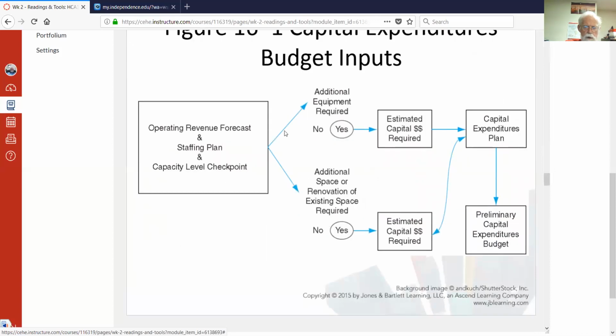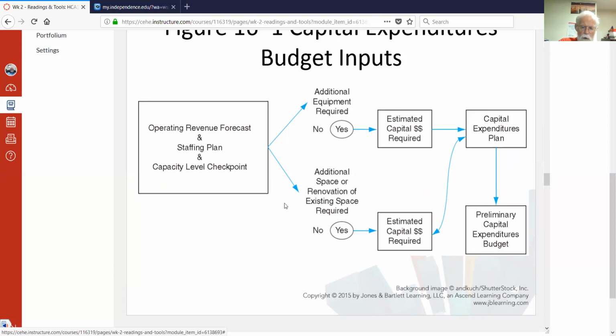Okay, so again, we're going to look at this. We look at our operating revenue forecast and our staffing plan and our capacity level checkpoint plan. And we ask ourselves several things. Do we need additional equipment? If the answer is no, well, that's the end of the discussion. If it's yes, then we need to go into the money that we estimate that it will cost. These are all estimates, unless we have firm, committed proposals from suppliers. Then it goes into our CapEx plan, which then goes into the budget.